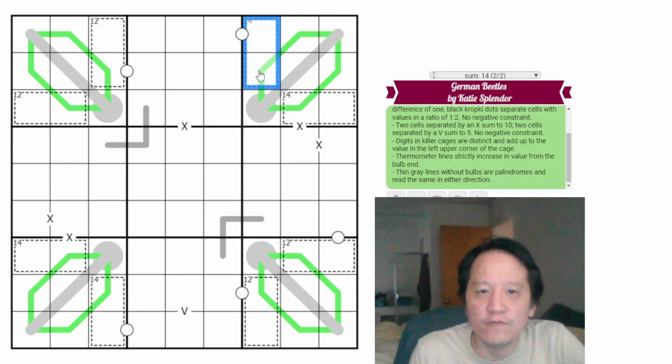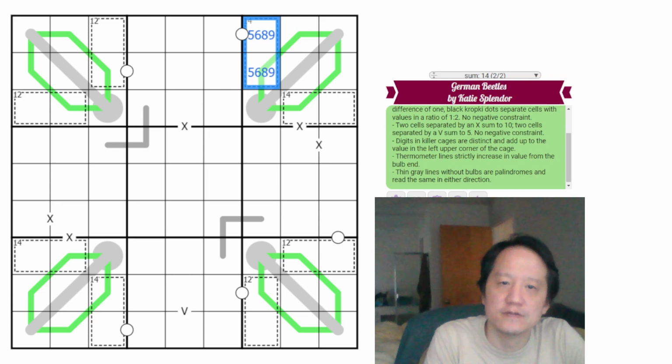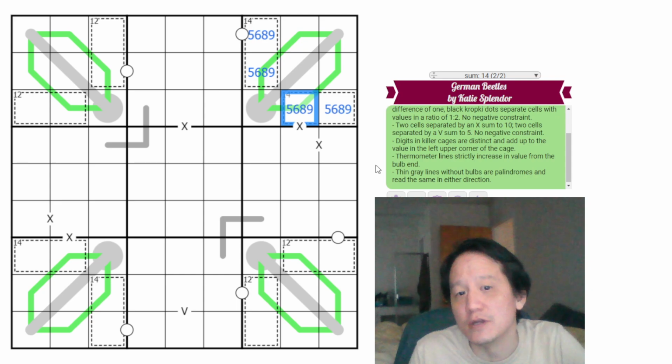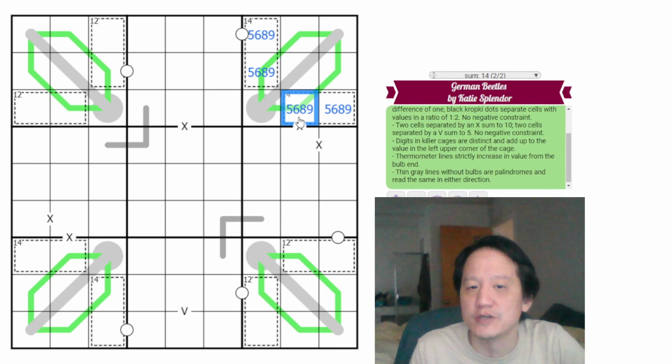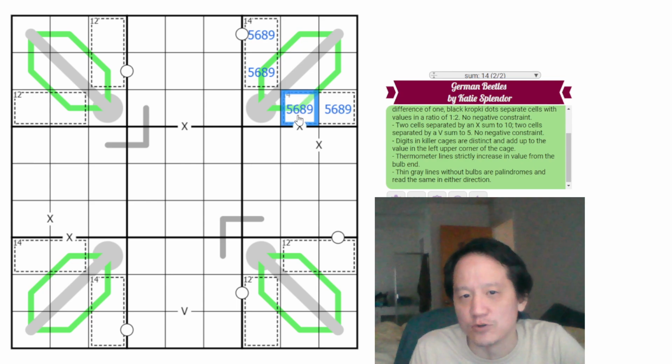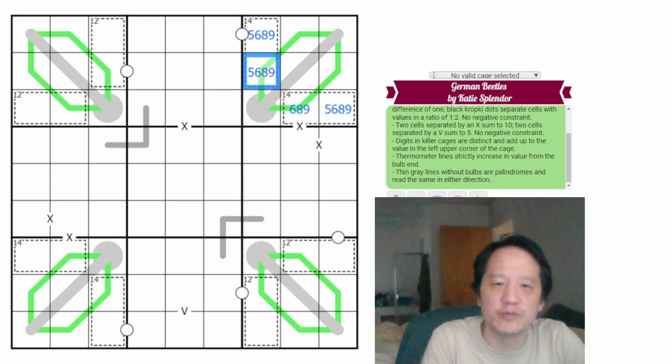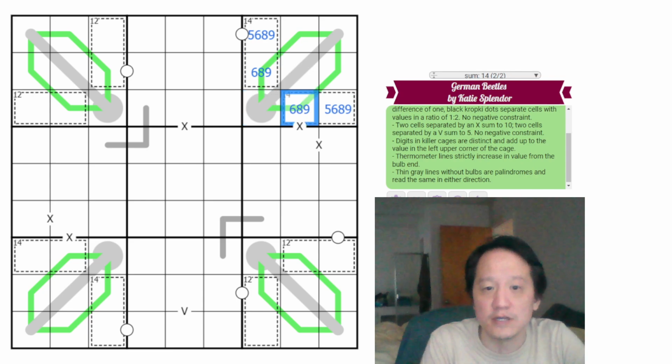So, 14 can only be 5, 6, 8, and 9 in those. And we have all of them. 5 can never be on a German whisper line because 5 away from 5 is at least 0 or 10. So 5 cannot be in either of these, which means the 5 has to be either here or here, which means the 9 has to be here or here. So this cannot be 9.